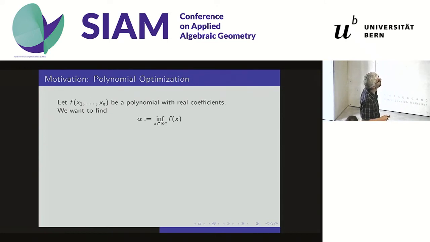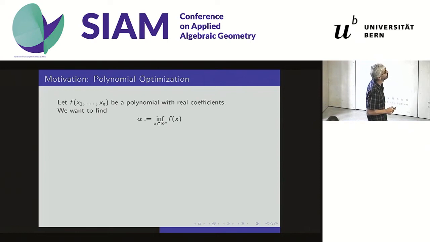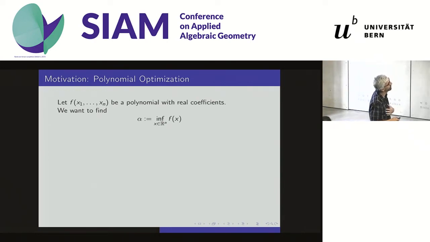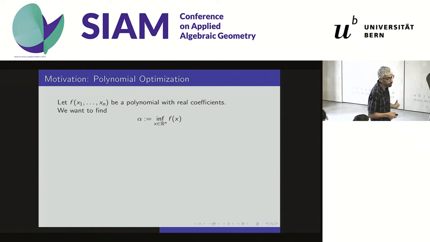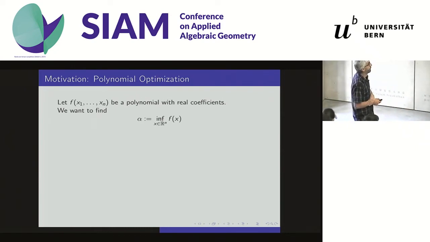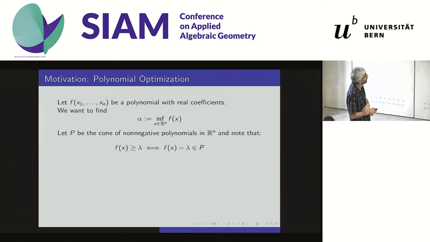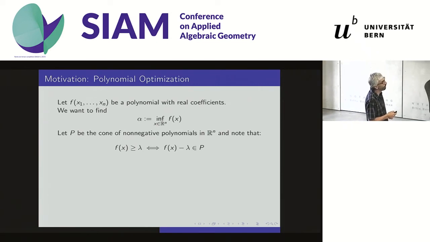So let's suppose that we are given a polynomial f in n variables with real coefficients, and somebody asks us, please find the infimum in all of R^n of this polynomial. We want to find this number alpha. So what do we do? Well, something that one can do is note something. It's very elementary what is written here. So let P be the cone of non-negative polynomials in R^n, and note that for a number lambda, f(x) ≥ lambda for all x in R^n if and only if f(x) - lambda ≥ 0 for all x in R^n, if and only if f(x) - lambda belongs to P. Okay, so what I'm saying is a triviality, but conceptually it is important.